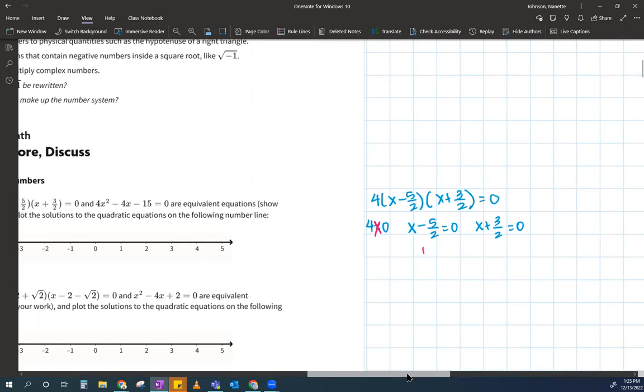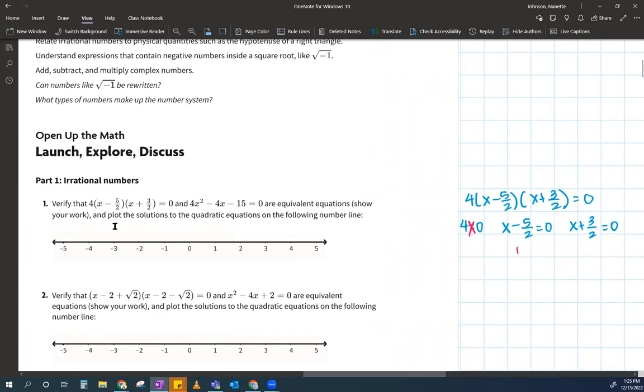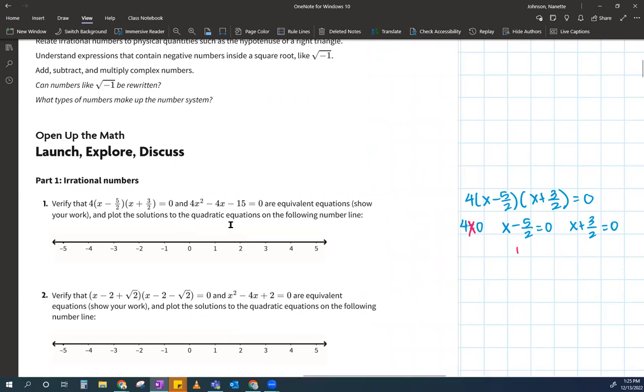Let's see. It says, and plot the solutions to the quadratic on the number line. So your answers are 5 halves and negative 3 halves. Where's 5 halves on here? Can you guys hold on for just a second? Okay, so our job was, where do we see 5 halves on here? And where do we see negative 3 halves?